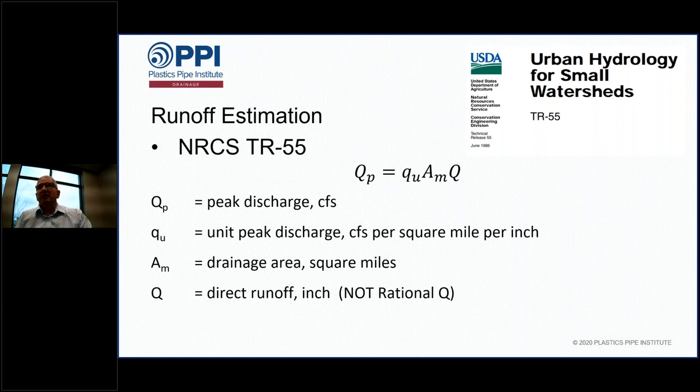Finally, we'll talk about NRCS TR55. This equation takes a slightly different form from the rational method. And what we end up with here is our peak discharge is equal to our unit peak discharge times the drainage area times what's called the direct runoff. Now, keep in mind that this variable is Q. This is not the same Q as what we use in the rational method, so just keep that in mind. The other interesting thing is that this Q sub U, the unit peak discharge, is in cubic feet per square mile per inch.